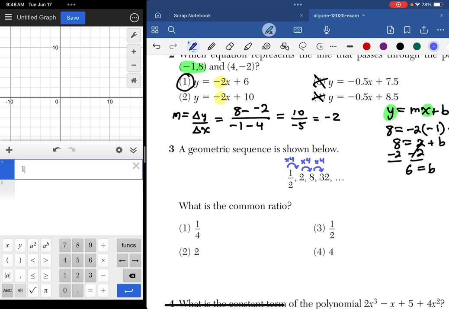All right, so 1/2 multiplied by 4, that does give me a 2. All right, so that's my common ratio. My common ratio is 4.